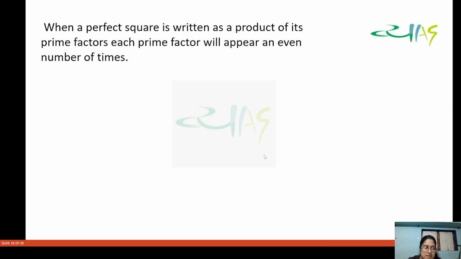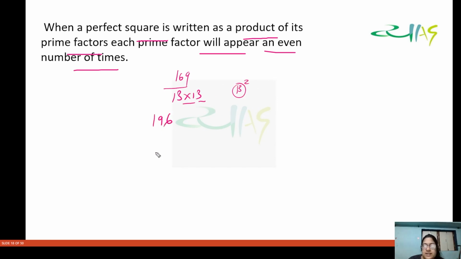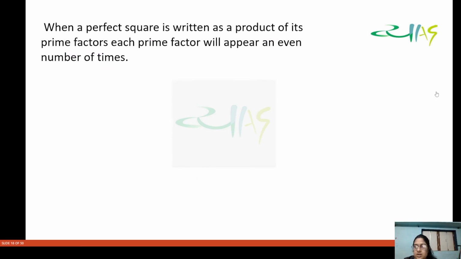Now see, let's study some of the properties of the square. When a perfect square is written as the product of its prime factors, each prime factor will appear an even number of times. So this is very clear. For example, let's say 169. This is a perfect square, 13 is its factor. So each factor will appear an even number of times. Let's say another number, 196. 196 is what? 14 square, and we know 14 is what? 7 into 2. So 2 is appearing twice and 7 is appearing twice. So each factor will appear an even number of times. This is that simple. Now let's move forward.